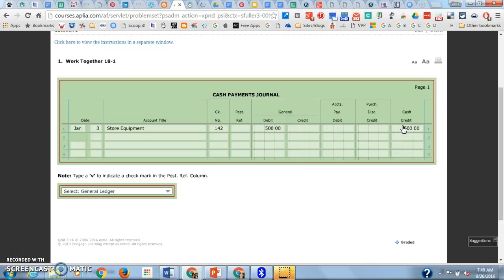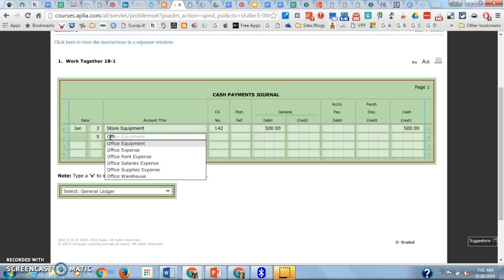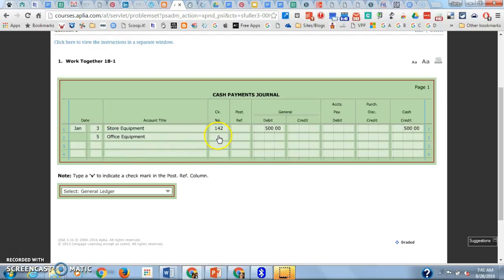And our next transaction, January 5th, paid cash for an office chair, $400. So our date is the 5th. Our account title will be office equipment. Check number is 145, and then it will be a debit of $400 and a cash credit of $400.